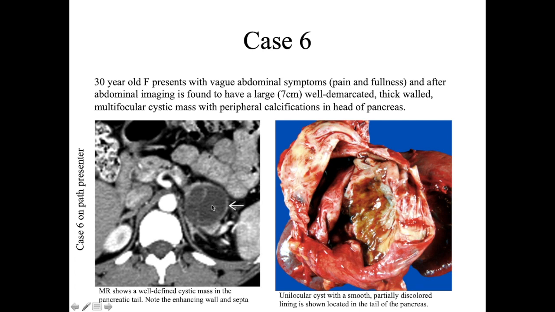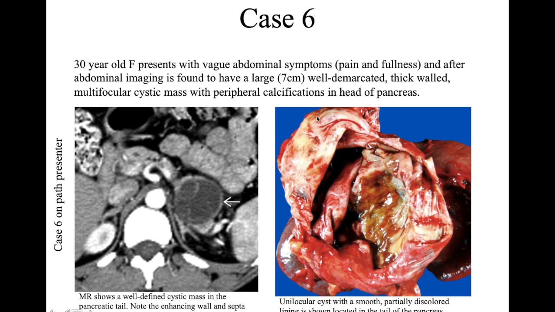So as you can see it right here, and there's a little septa right here. It says tail, but I meant to write head of the pancreas. My apologies. And when the surgeon cuts it out and we receive the specimen, we see that this is a unilocular cyst with a smooth, partially discolored lining located in the tail of the pancreas. So this is the cyst. This is the smooth lining.